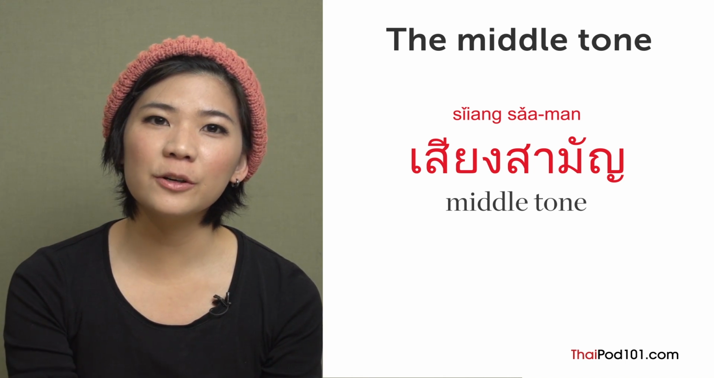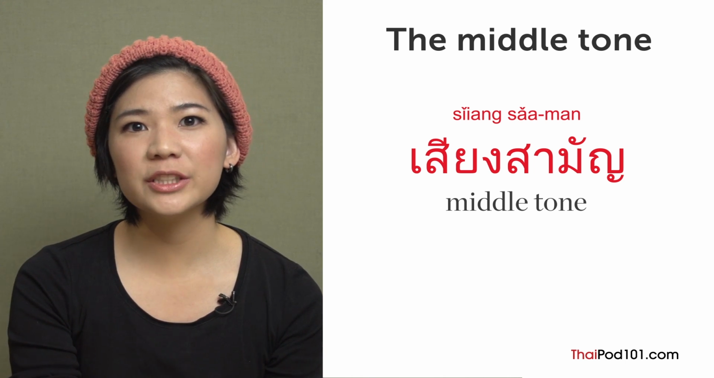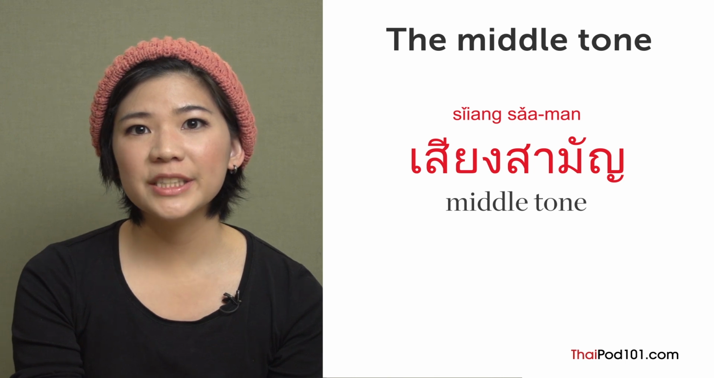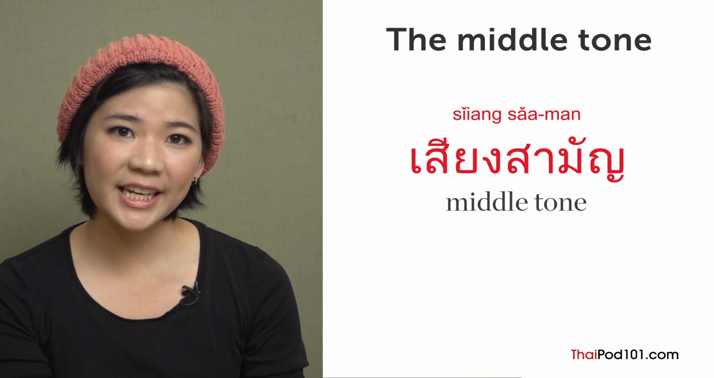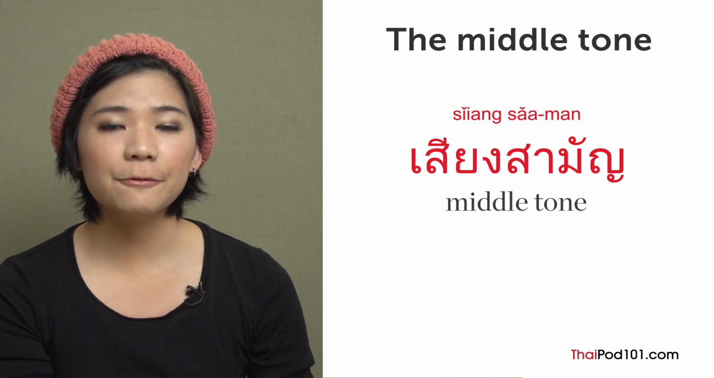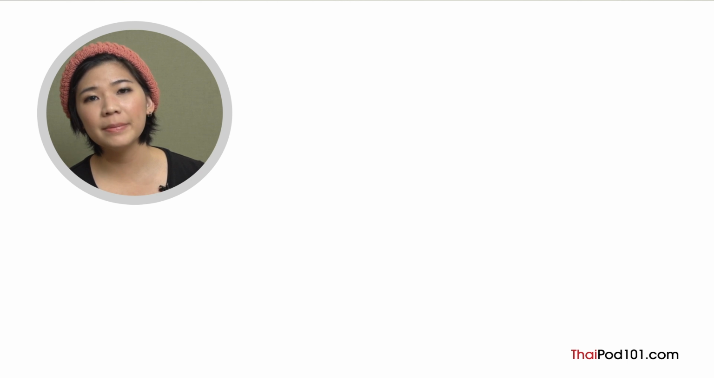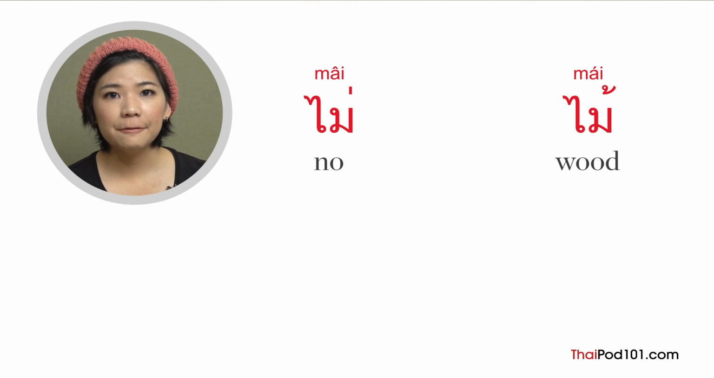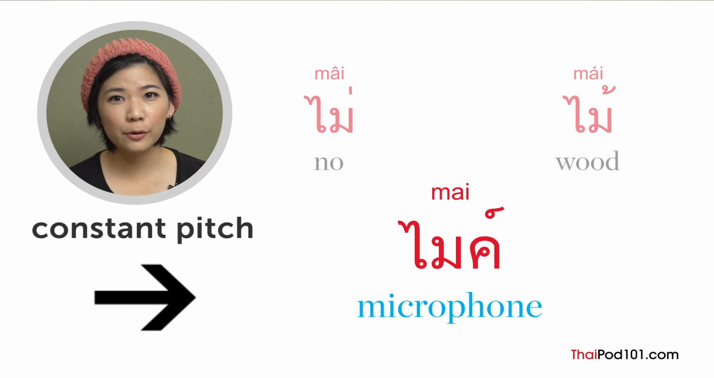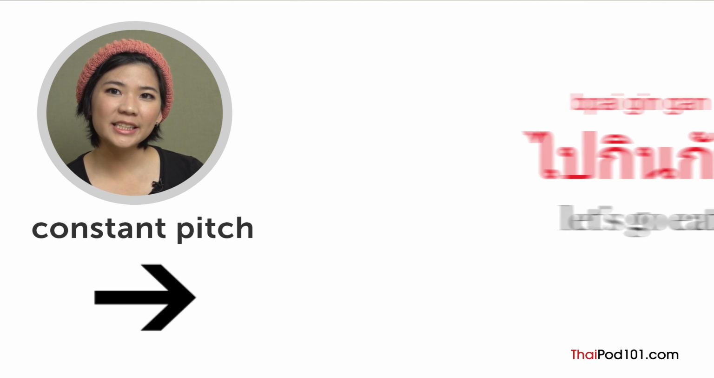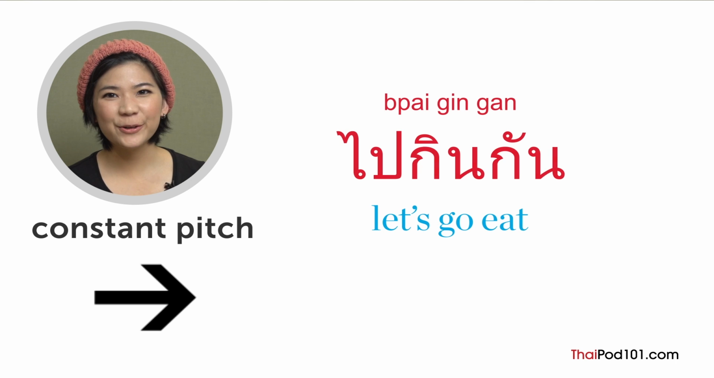Just like the name, the best way to tackle this tone is to speak in your normal vocal range. You don't need to put stress on any pitch when saying words in this tone. Basically, words in this tone are said in a constant pitch. For example, let's consider our example at the very beginning of this lesson. If it's in middle tone, it will be ไม่, like microphone. Another example is ไปกินกัน, let's go eat.